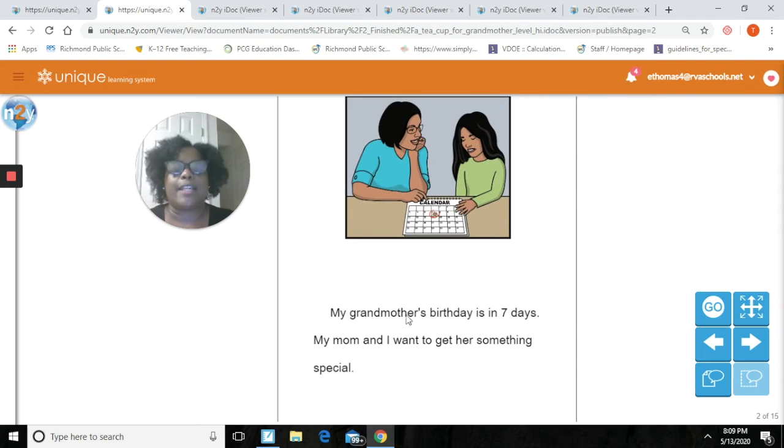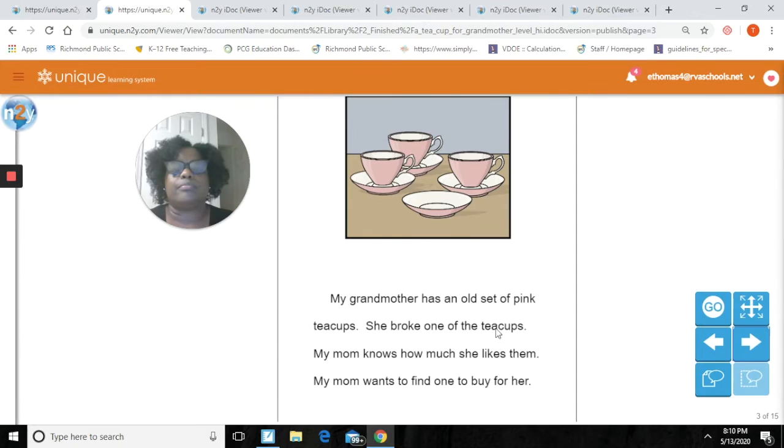My grandmother's birthday is in 7 days. My mom and I want to get her something special. My grandmother has an old set of pink teacups. She broke one of the teacups. My mom knows how much she likes them. My mom wants to find one to buy for her.